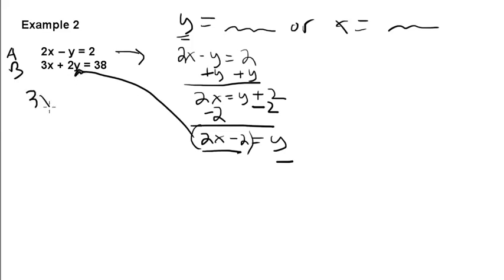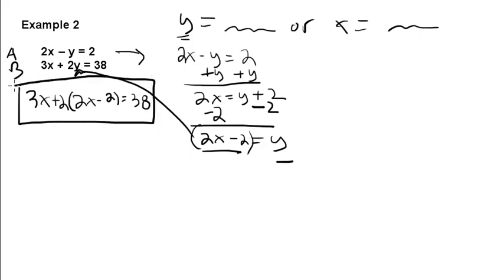Where I see this y, I'm going to put the 2x minus 2. So we'll end up with 3x plus 2 times, what's y? It's 2x minus 2 equals 38. And now that we've substituted, we just solve. We've got that awesome situation here where we have one equation, one variable, which we can solve for. So let's just simplify and solve for x. Don't forget to distribute out.